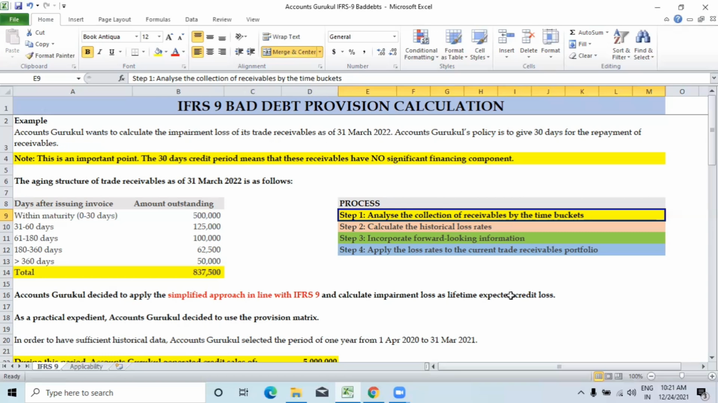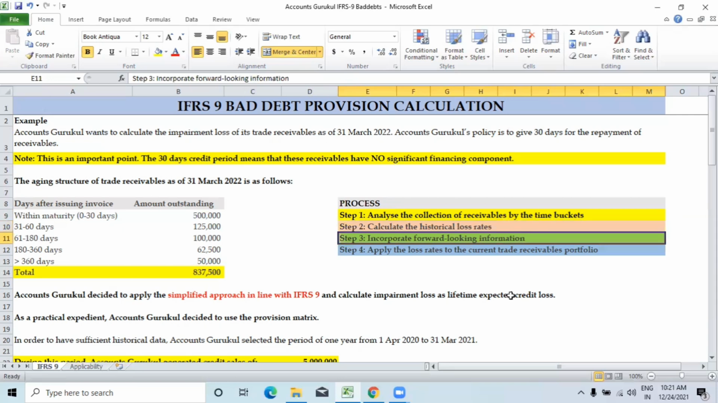And the second calculation is the historical loss rates. We have to calculate the historical loss rates for the previous year, and we have to do the forward-looking approach as well, and then we have to apply those loss rates to the current trade receivables portfolio. So we have to do the calculation based on these 4 steps.